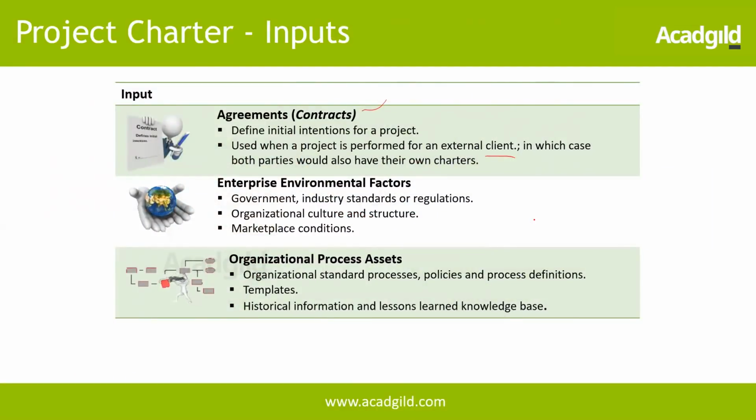The next input is enterprise environmental factors. So what are the factors that influence the organization to do a project? The factors could be multifold. Like we saw earlier, the factor could be internal restructuring, or internally I need to create a software, or not only software, any kind of project. Or it is because the customer has asked, so we are doing a project, which is kind of an external factor.